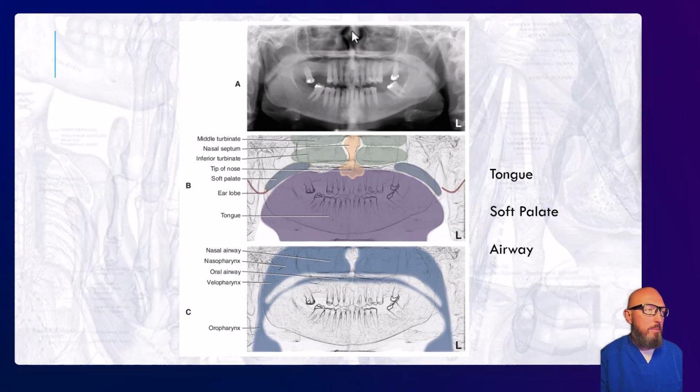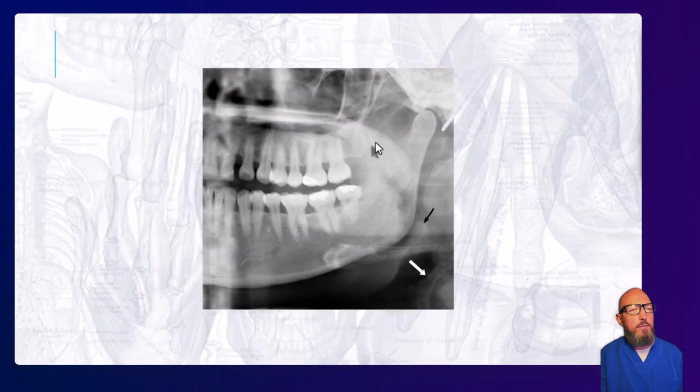The nasal septum should be easy. Usually pretty straight, although it's pretty frequent that you get deviation of that nasal septum. And so you can see some of the hard tissue component, a lot of the cartilaginous component. And so you have the soft palate. Above this, you have the nasopharynx, and below it, you have the oropharynx.